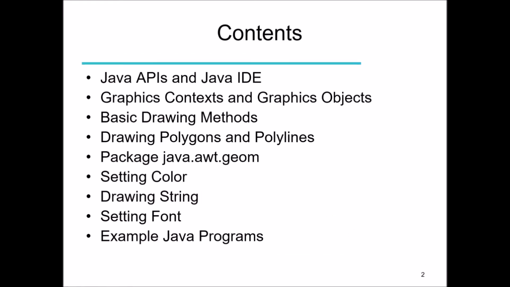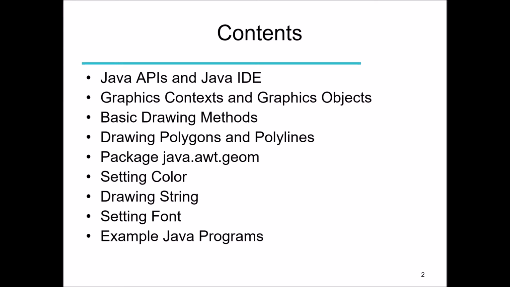Following are the contents of this lecture: Java APIs and the Java IDE, what application programming interface we are using, and what different integrated development environments are available to write Java programs. We will discuss the graphic context and the graphic objects. We will discuss the Java coordinate system, and how we can draw different objects on the Java screen or the Java window when you are writing the program.